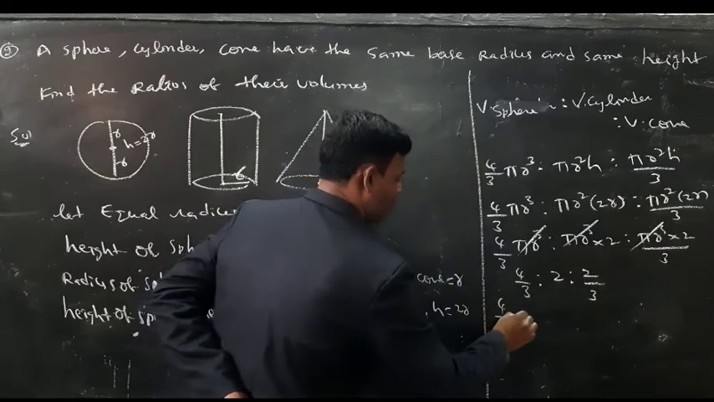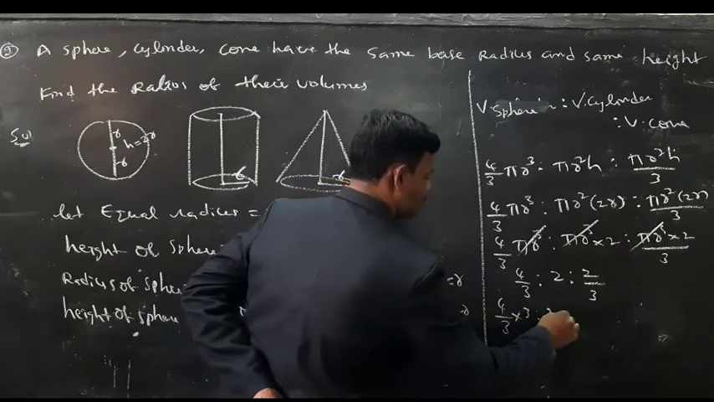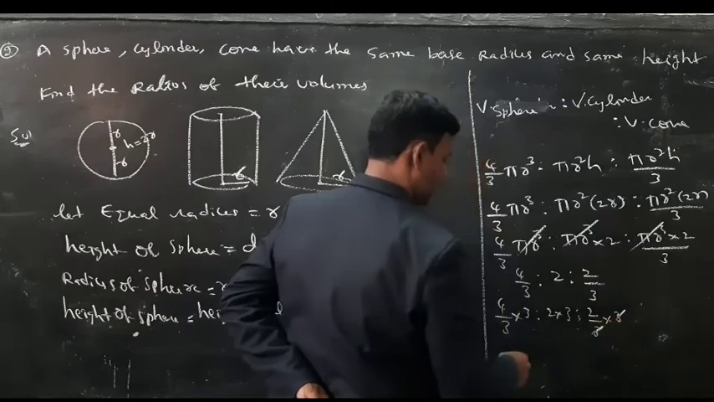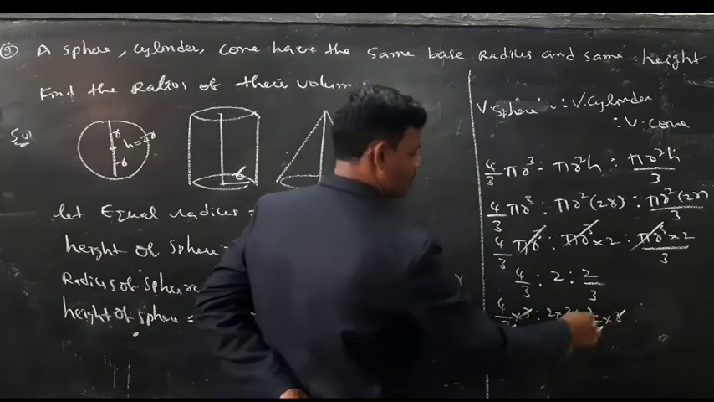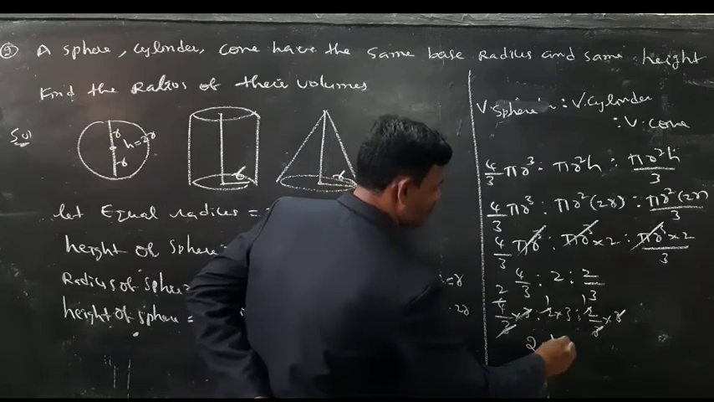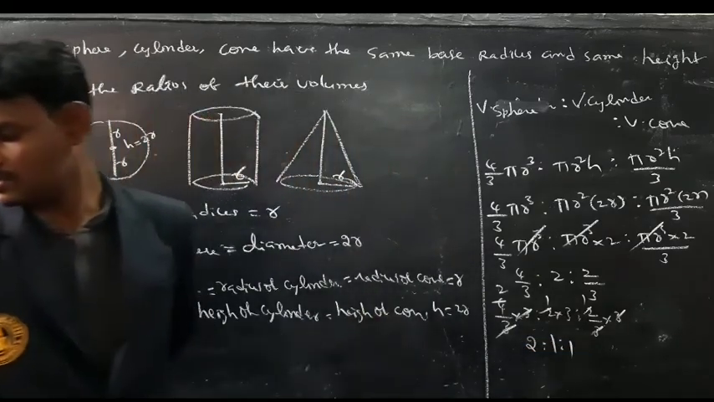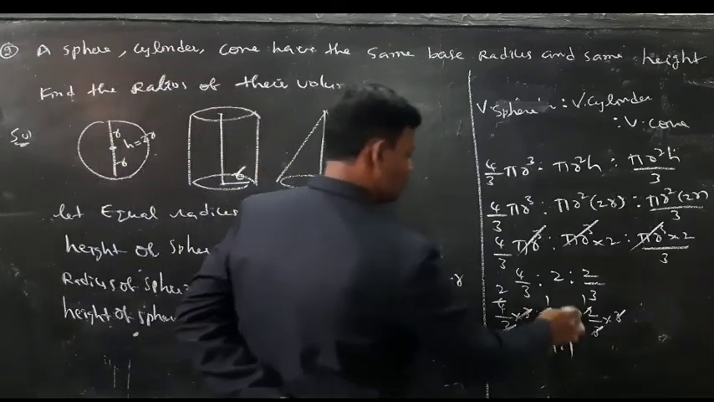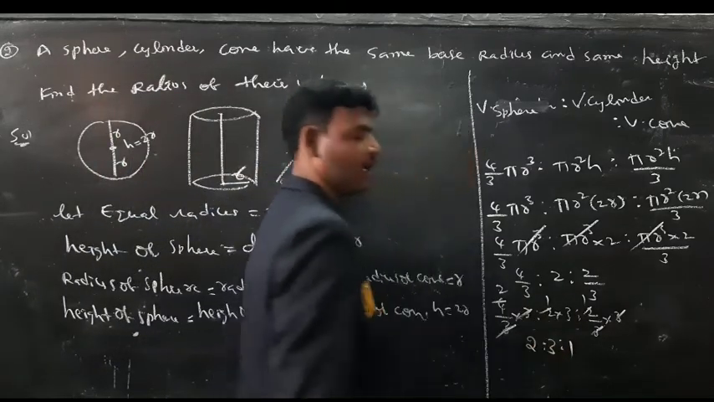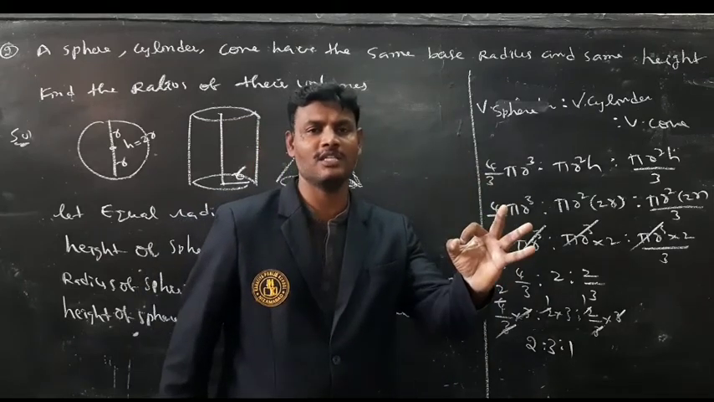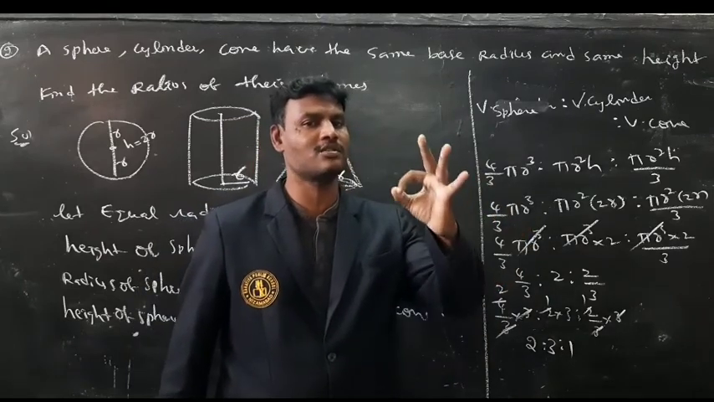Here I am multiplying with 3. 3 cancel, 3 cancel. So what is the answer here? 4:6:2, that is 2:3:1. Ratios of their values is nothing but 2:3:1.